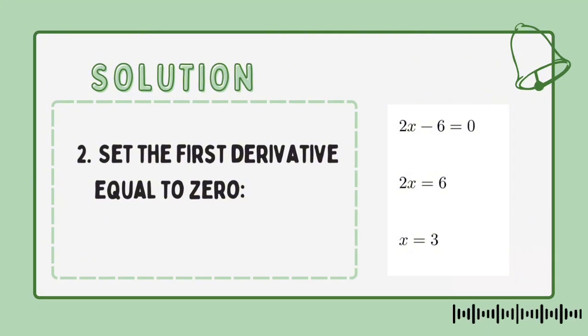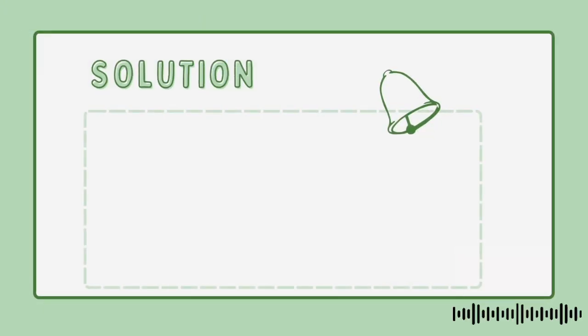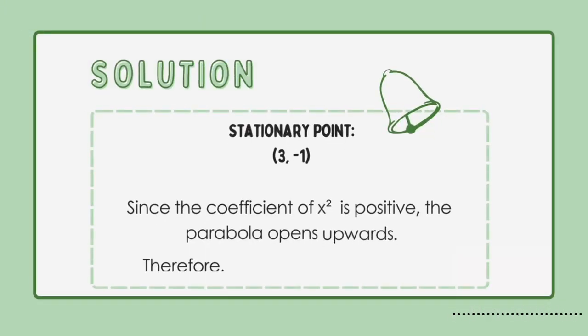Next, to determine the stationary point, we set the first derivative equal to 0. We solve the equation 2x minus 6 equals 0 and obtain the value of x equals 3. This means the x-coordinate of the stationary point is 3. After that, we substitute x equals 3 into the original function to find the corresponding y value. When we calculate 3 squared minus 6 times 3 plus 8, we obtain negative 1. Therefore, the stationary point is (3, -1).